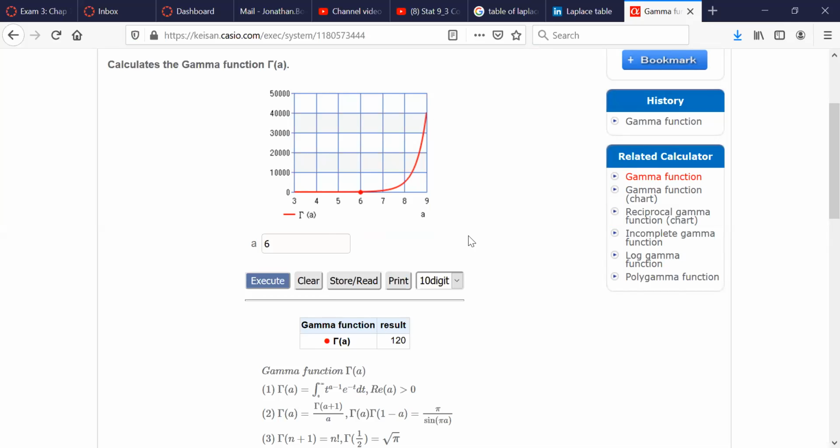Okay. All right, we'll pick up in the next video and show how we can use the gamma function together with our Laplace transforms.